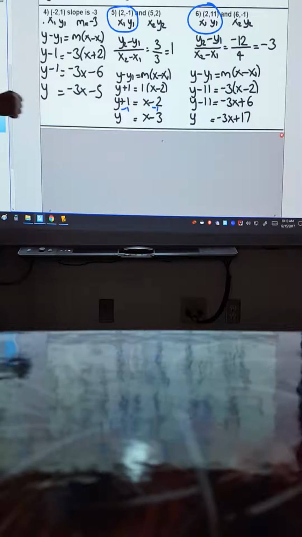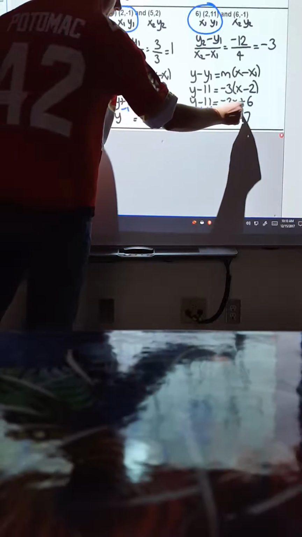Multiply throughout by -3, so we're going to distribute here, -3x, and the two negatives will combine to give us +6. And then if we do the opposite on this last line here, if we add 11 to both sides, then we're going to get y equals -3x plus 17.